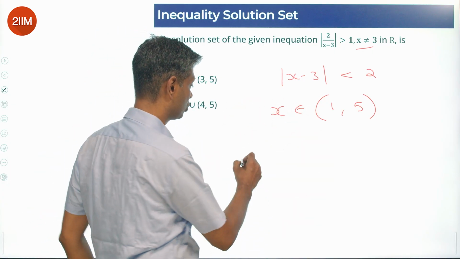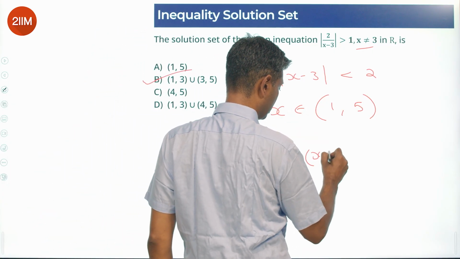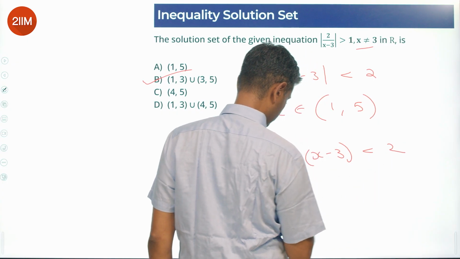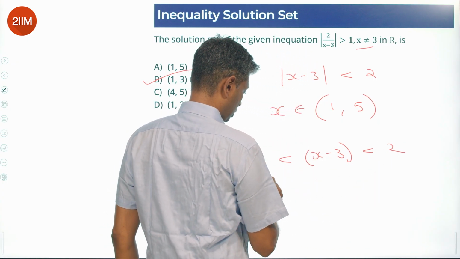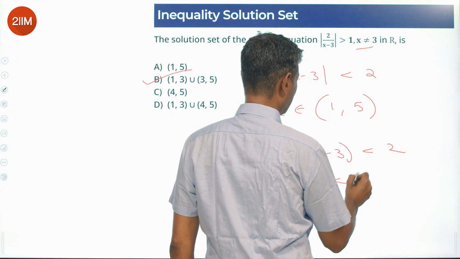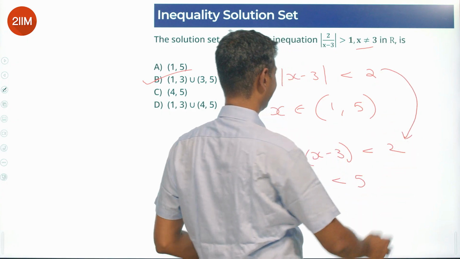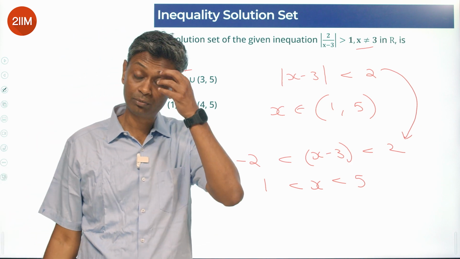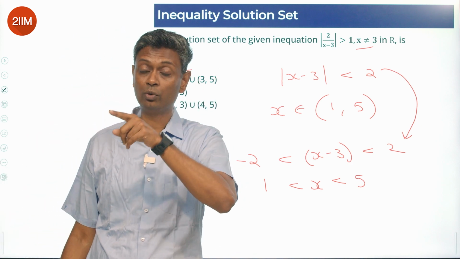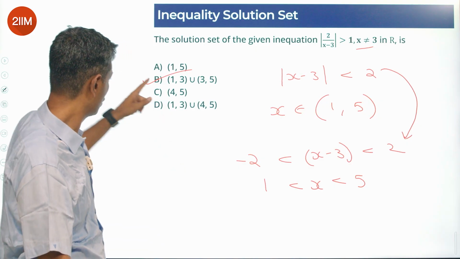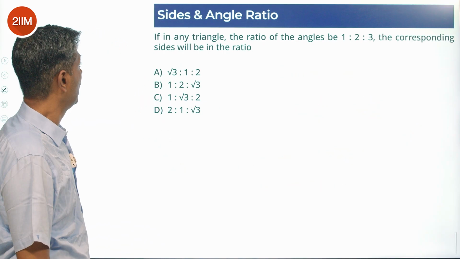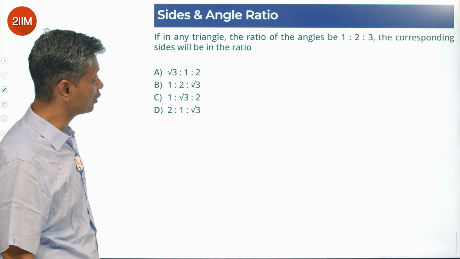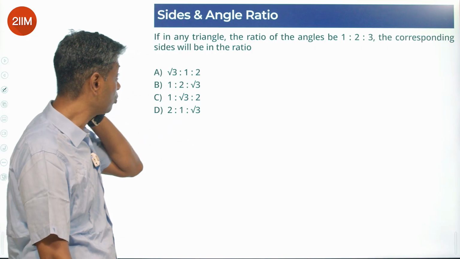Minus 2 less than x minus 3 less than 2, so 1 less than x less than 5. This is the algebraic way of solving this. I'm just directly writing down the answer because it's not rocket science. So it goes from 1 to 5 except 3. 1 to 5 except 3 is 1 to 3, 3 to 5, 3 not included. Which is this choice.